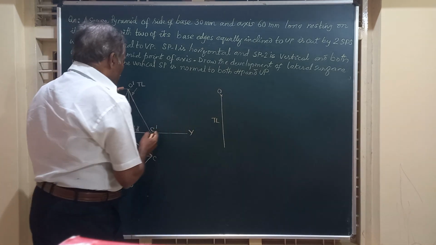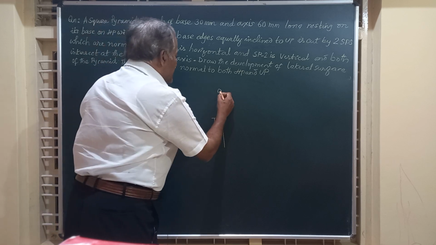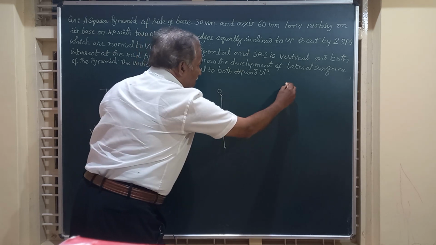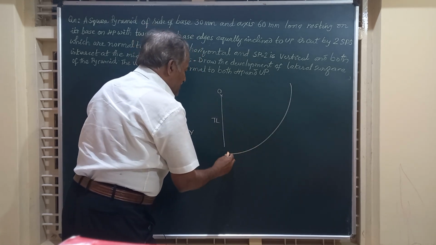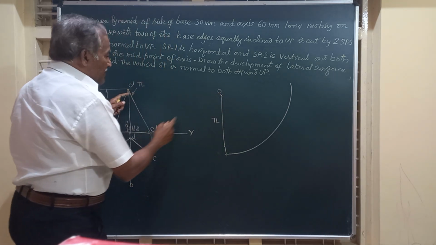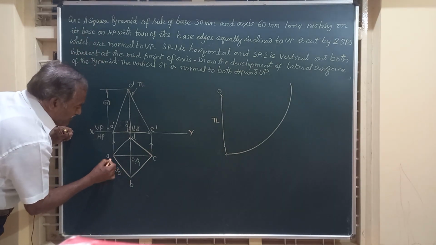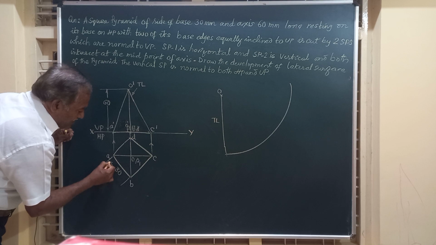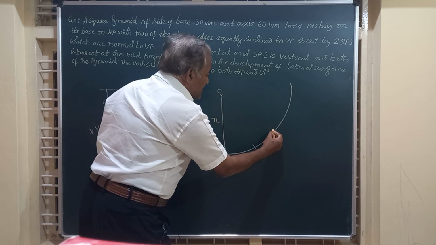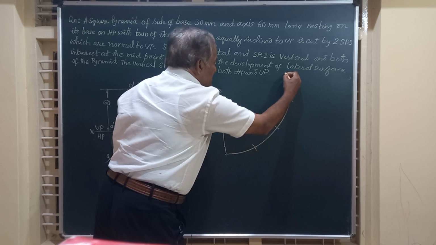So this length what I have marked here is the length O dash C dash. So friends, taking O as center and radius equal to the true length, I am going to strike an arc here. On this I am going to mark all the four corners of the base. So all the corners measure 30 millimeter each. So from here I will step off 30, 30, 30, and again this is 30.